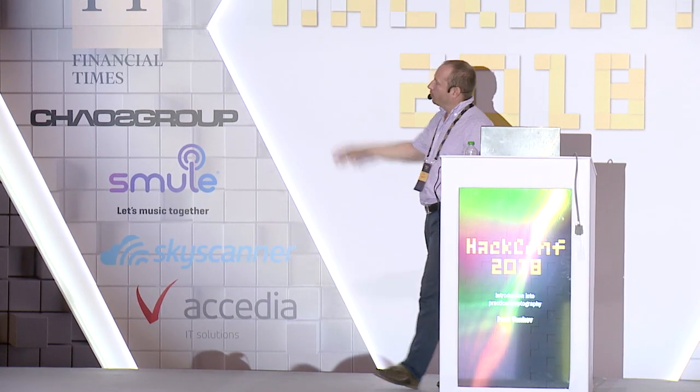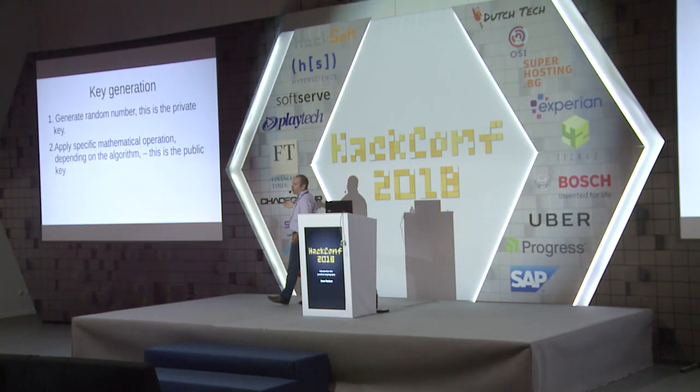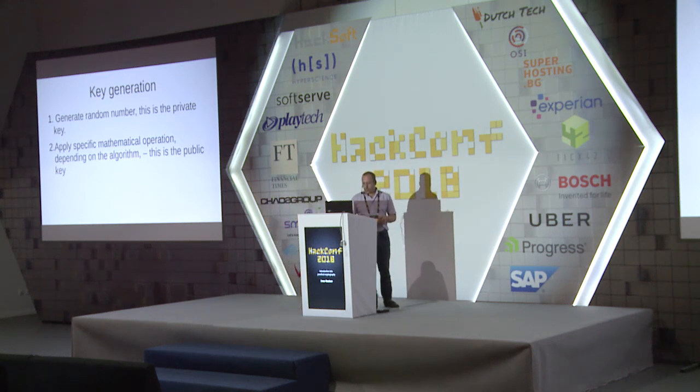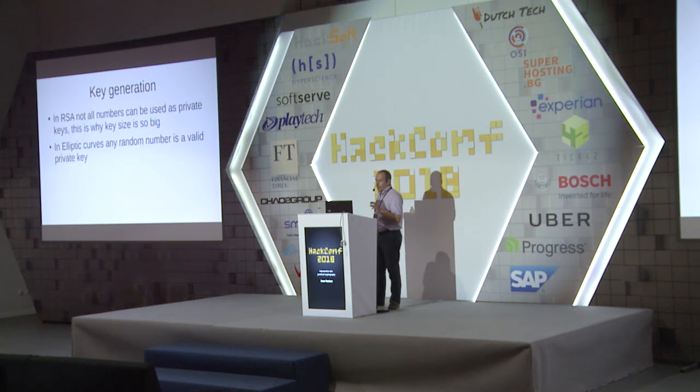So how do you actually generate this key? It's pretty simple. You generate a random number, and that's your private key, and you keep it private. Then you apply a really specific mathematical operation over this private key, and the result of this operation is your public key, and again, you can share it. In RSA, not all numbers can be used as a private key.